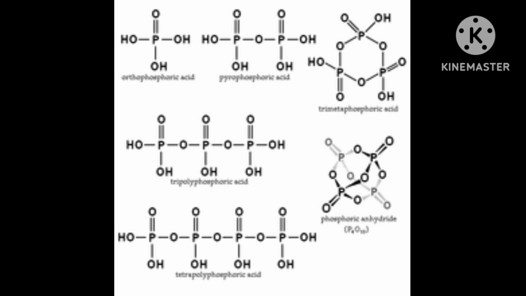Then pyro here means again H is 4. H4 means, out of the three phosphoric acids, the first one is H4 and the third one is H4. Only in the middle it is H3PO4. That is ortho, the common phosphoric acid. Now pyro is H4P2O7.